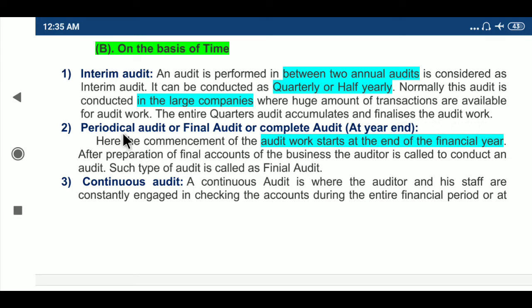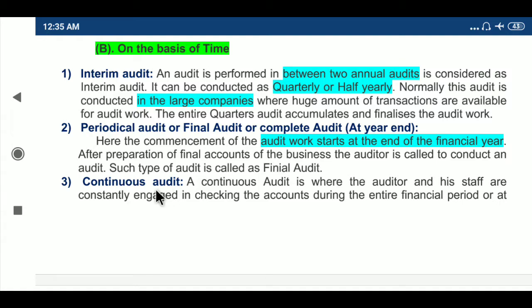Second one, periodical audit or final audit or complete audit, that means at year end. Here the commencement of the audit work starts at the end of the financial year. After preparation of the final accounts of the business, the auditor is called to conduct an audit. Such a type of audit is called a final audit.